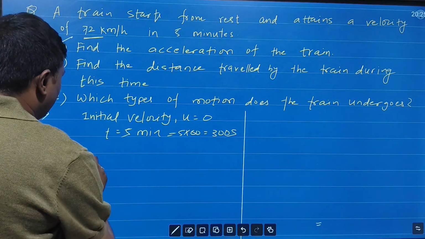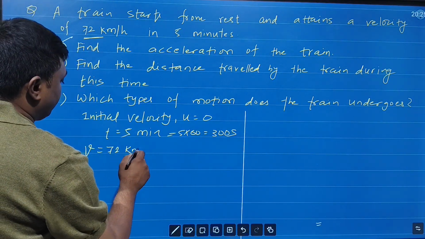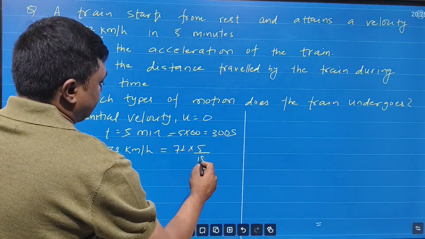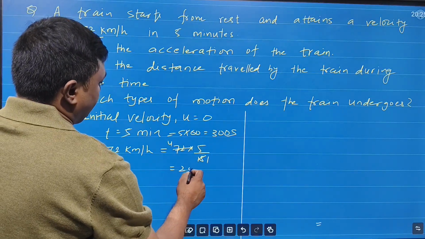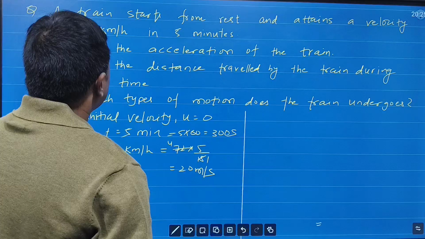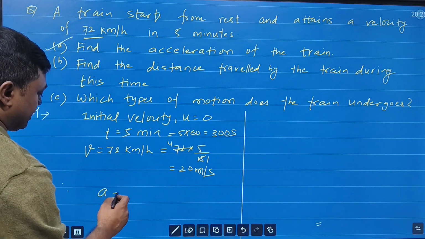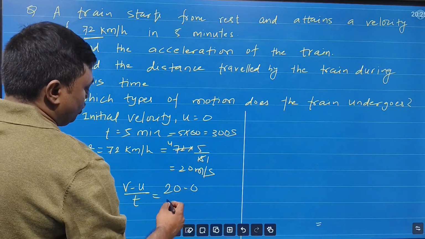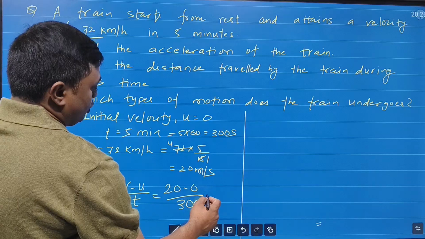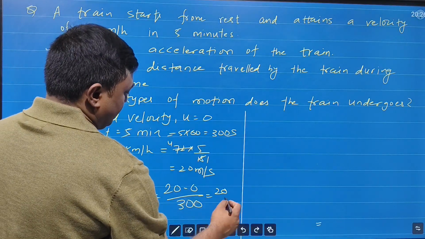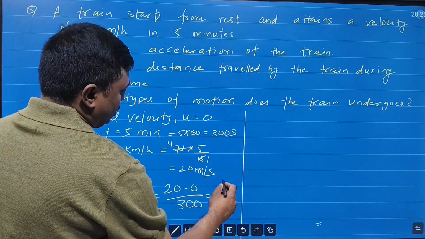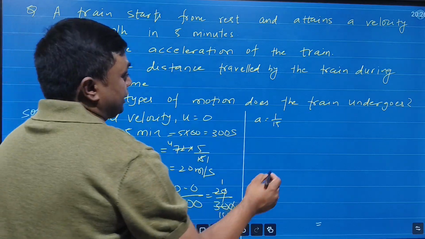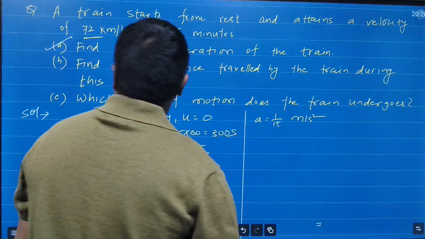It attains a velocity of 72 km per hour, so the final velocity is 72 km per hour. We have to change it into meter per second by multiplying by 5 by 18. So 18 into 4 is 72, and we get 20 meter per second. Find the acceleration of the train. The formula of acceleration is a is equal to V minus u by t. V is 20, u is 0 and time is 300. So 20 by 300. This gets cancelled, and acceleration we get is 1 by 15. The SI unit is meter per second square.